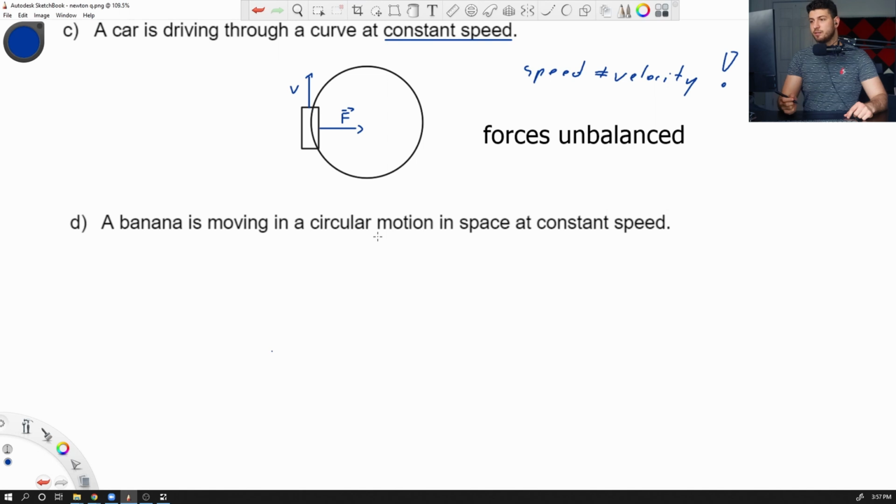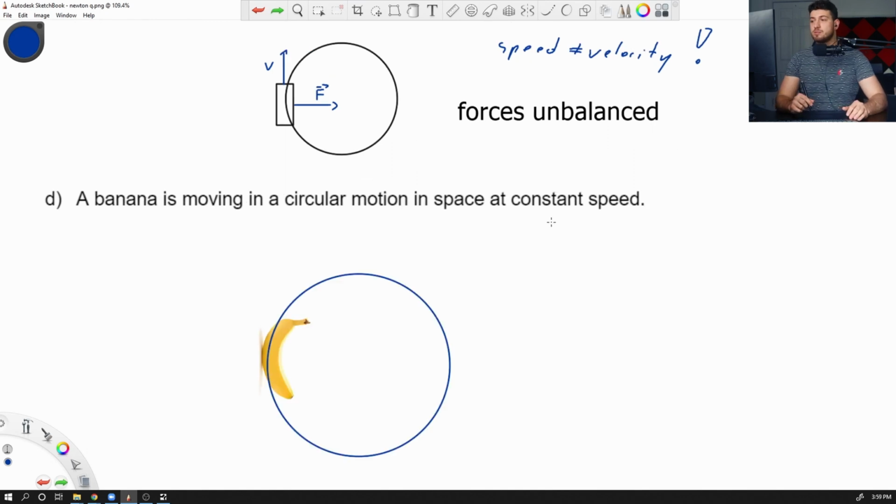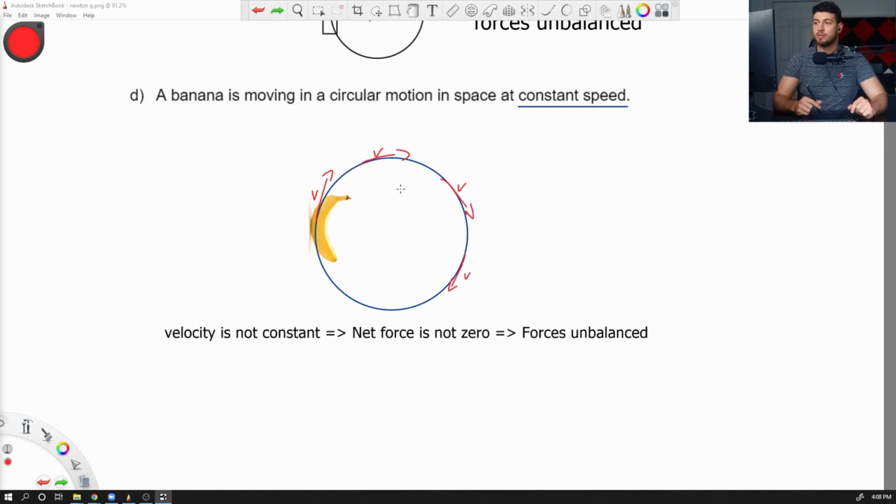D. A banana is moving in a circular motion in space at constant speed. Let's make a drawing again. This case is actually very similar. Even though we have constant speed, it doesn't mean that we have constant velocity. In fact, our direction of movement is changing. From here, later it will be in here, and in here, and in here. The direction of the velocity vector is changing. So exactly as in the previous example, the speed is constant, but the direction is changing over time. As velocity is not constant, the net force is not zero, therefore there is some acceleration, and the forces are unbalanced. Okay, that's it for today.